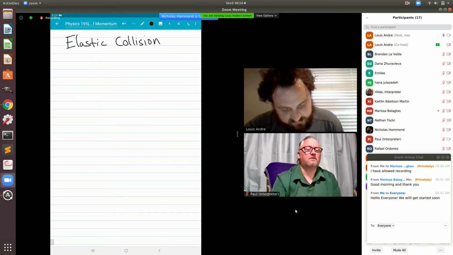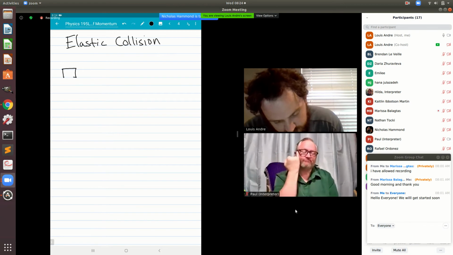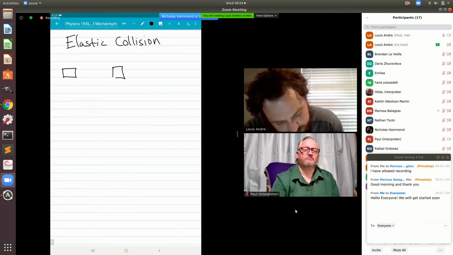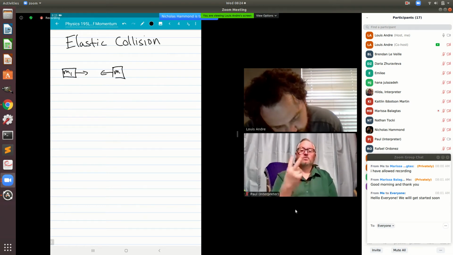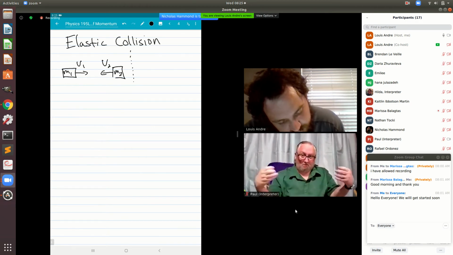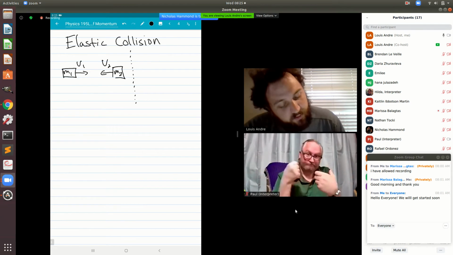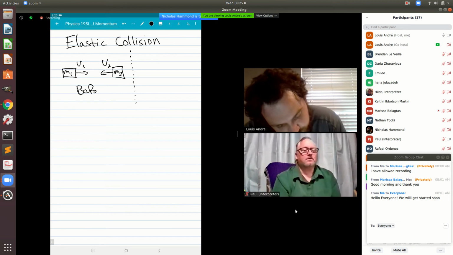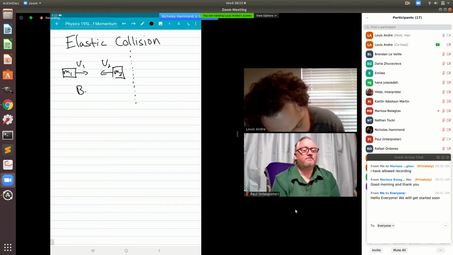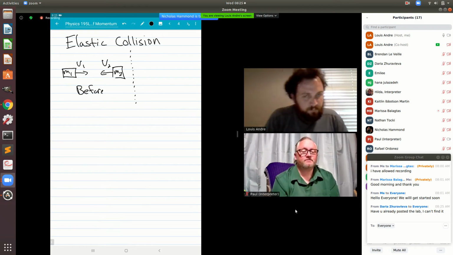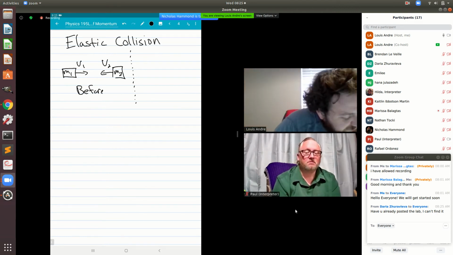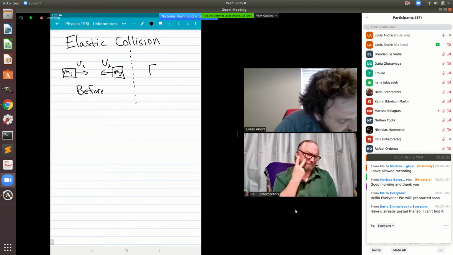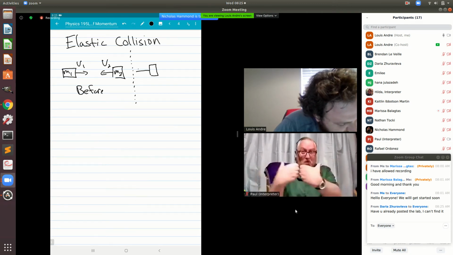Something like, let's say, have some cart or some block flying at some other block. Right? And then the collision happens. That's the before, and then here's the after. So here's before. And then afterwards, let's go ahead and assume that they bounce off of each other.